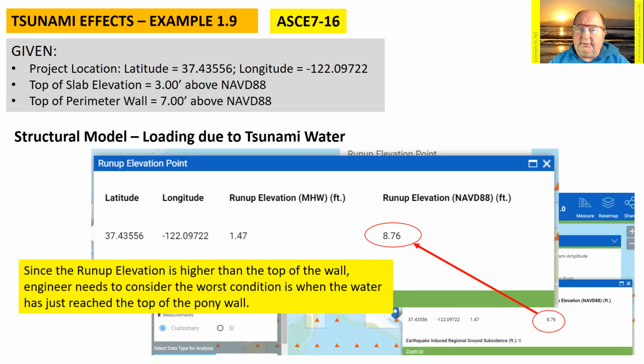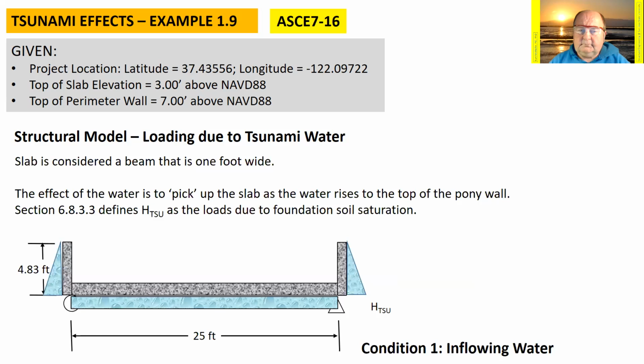Really, the most critical thing for me is when the water is right at the height of 7 feet and has filled the surrounding area, but it has not flooded the slab itself. So the loading due to the tsunami water is that the water is actually trying to lift this slab and wall upward, picking the slab up with hydrostatic pressure.